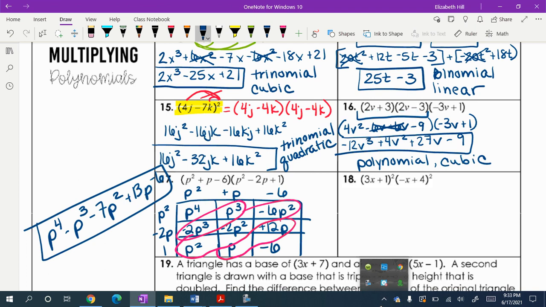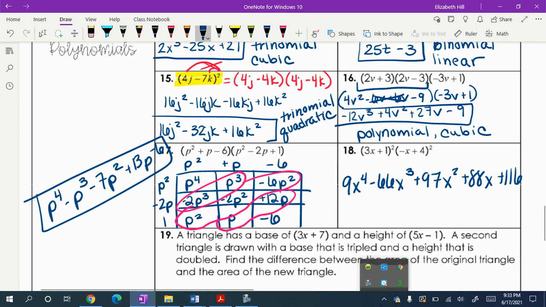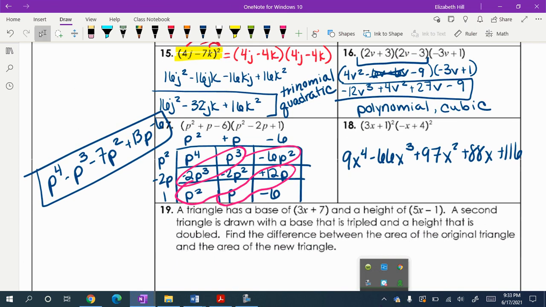If you did work ahead and did number 18, just to see if you had the right thing here, you should get 9x to the 4th minus 66x to the 3rd plus 97x squared plus 88x plus 116. So there's quite a bit. It's a long polynomial right there with a degree of 4, so that would be a quartic polynomial.